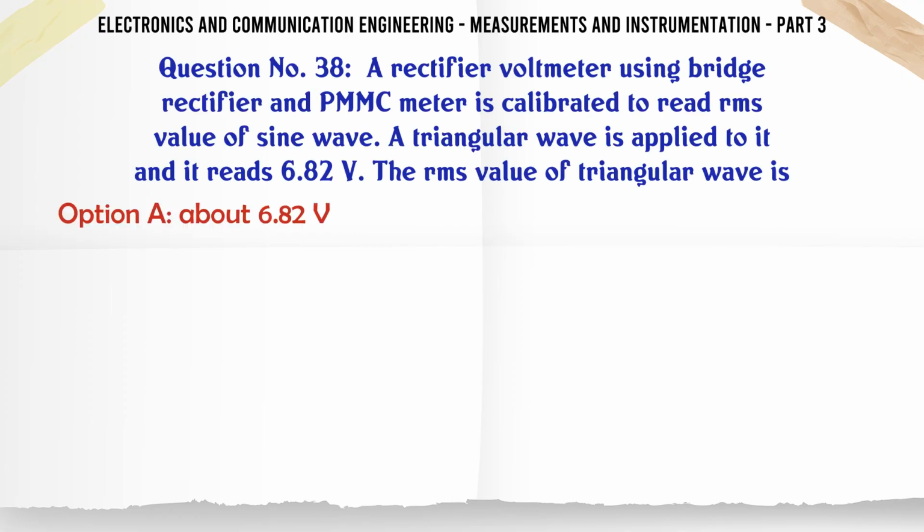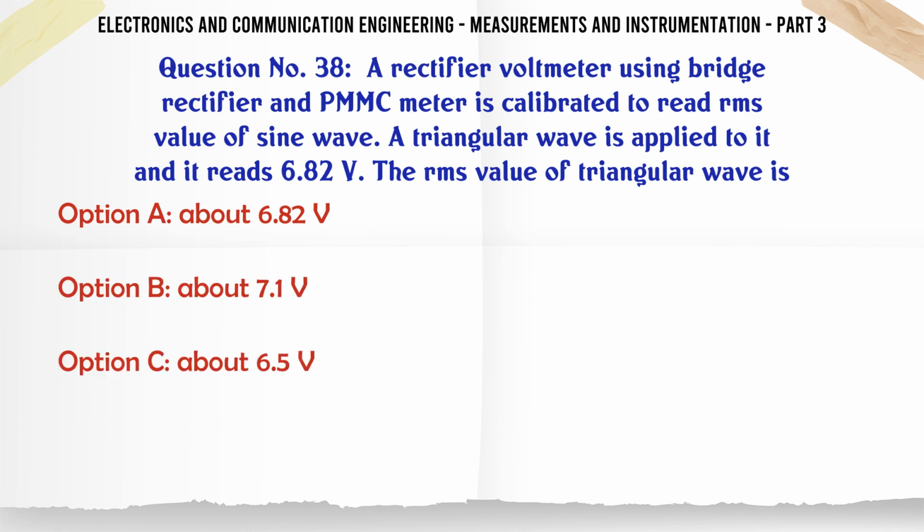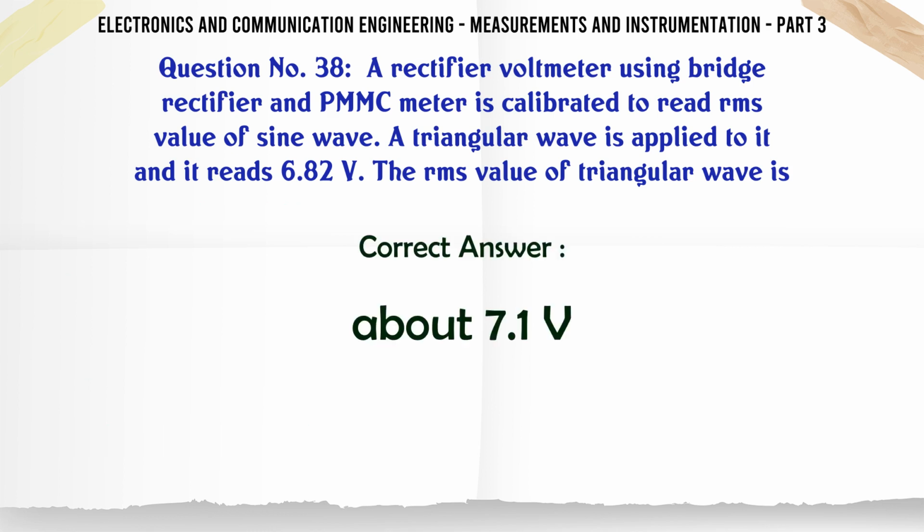A rectifier voltmeter using bridge rectifier and PMMC meter is calibrated to read RMS value of sine wave. A triangular wave is applied to it and it reads 6.82 V. The RMS value of triangular wave is: A, about 6.82 V; B, about 7.1 V; C, about 6.5 V; D, about 10 V. The correct answer is about 7.1 V.